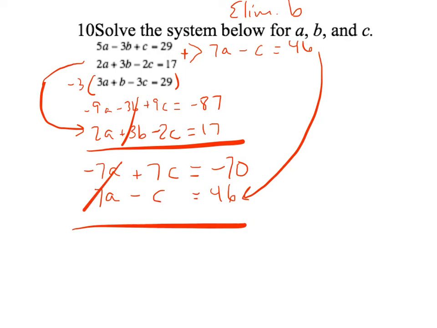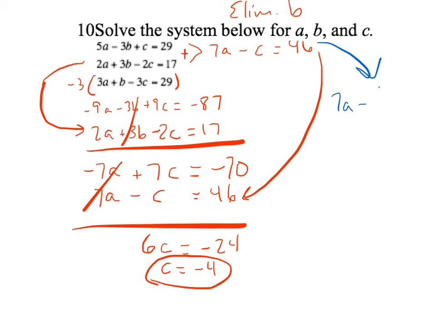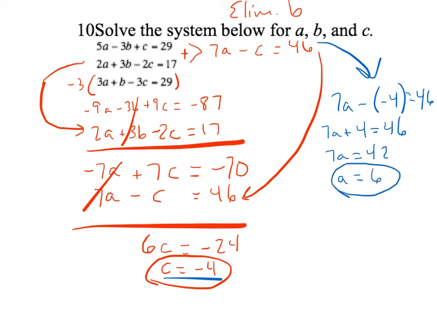Then I'm going to go ahead and bring this guy down here and eliminate again. These guys cancel out. We get 6c equals negative 24. c equals negative 4. Now we're going to use this to solve for a. So 7a minus negative 4, that comes from down here, equals 46. 7a plus 4 equals 46. 7a equals 42. So a must be 6.